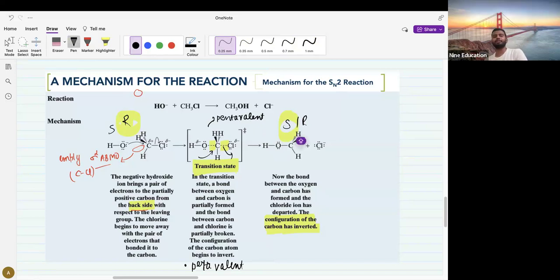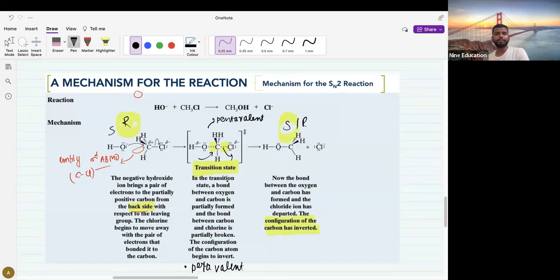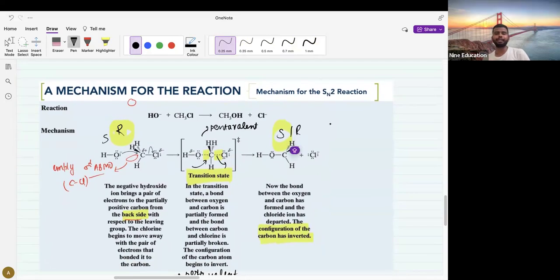This configuration will be studied more in stereochemistry, but our mechanism is a one step concerted mechanism. इसको हम लोग क्या कहते हैं? इसको हम लोग कहते हैं one step concerted mechanism.